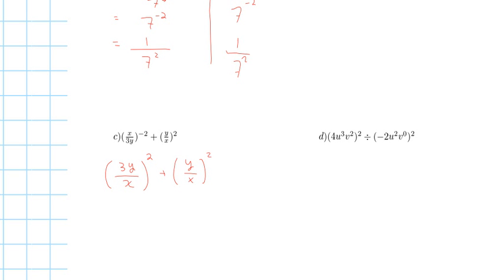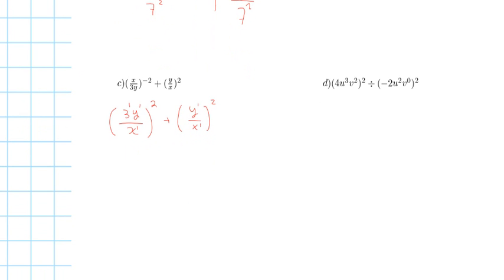Next, multiply the exponent in. Distribute the exponent in for each term. So 1, 1, 1. Anytime you don't have an exponent, please put 1 as your exponent so you don't mess this up. So 3 squared y squared over x squared plus y squared over x squared.